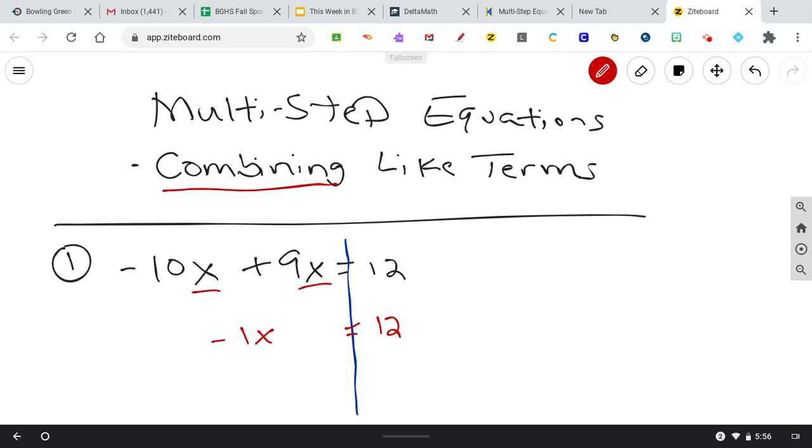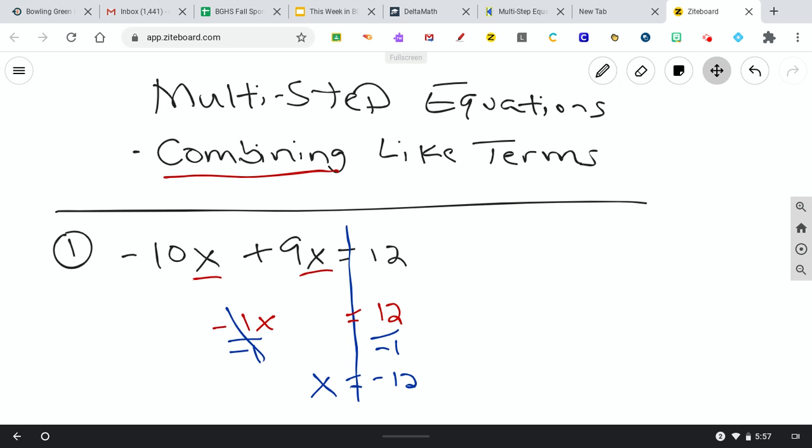Okay. Now we got it to a one step. And now we do what we've been doing all along. Divide by negative 1. Divide by negative 1. That cancels. And I get x equals negative 12. Okay. Let's do another one.